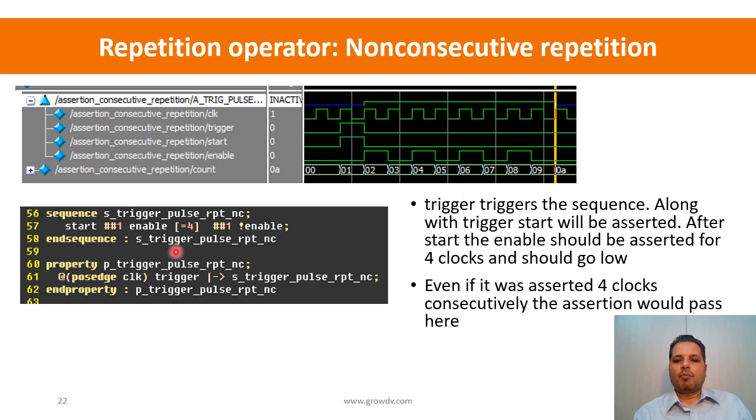Now one point to note over here is that when you are using a non-consecutive repetition operator, even if this was asserted 4 clock cycles consecutively, still the assertion would pass. Because consecutive is a subset of non-consecutive, so even then it would pass. So that is something that you need to keep in mind.